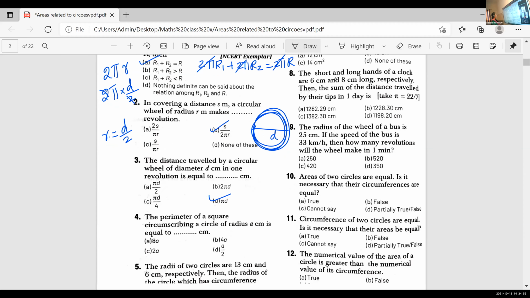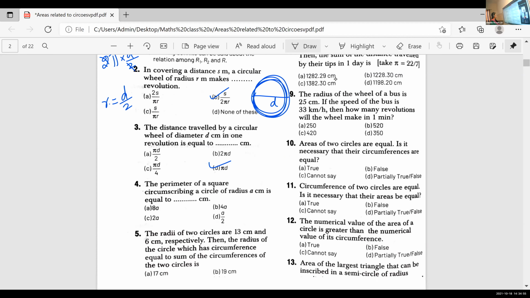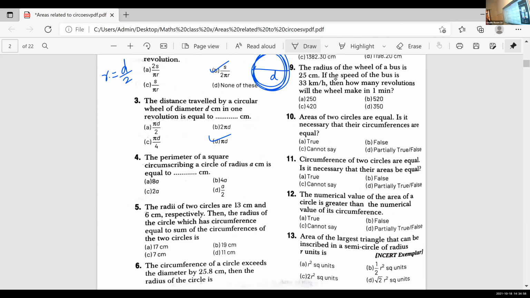Now look, try the next one. Fourth one and fifth one, children. Try the next two questions. Don't write the question. I'll be sending the PDF. Just check how many questions you are able to do. Discuss the method.